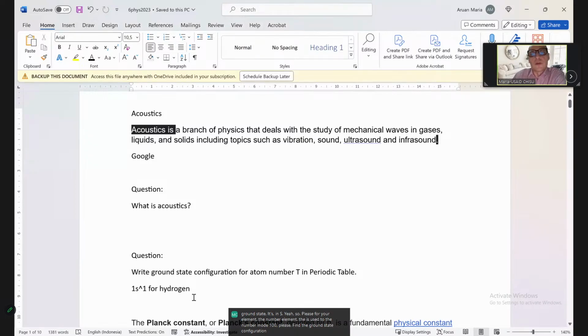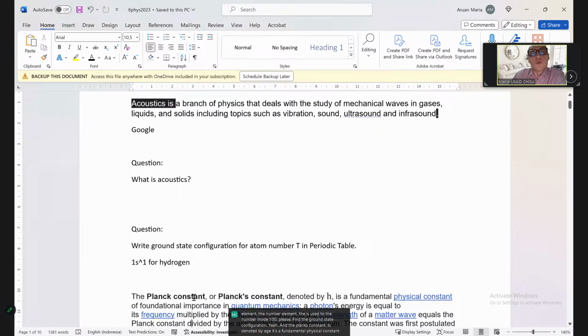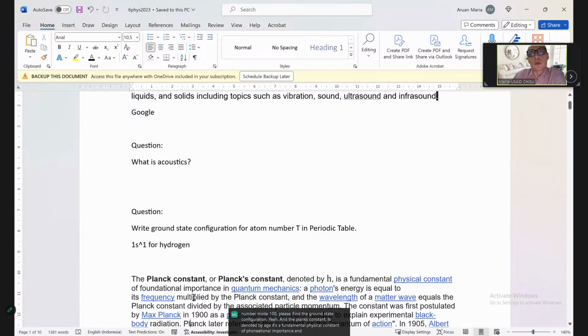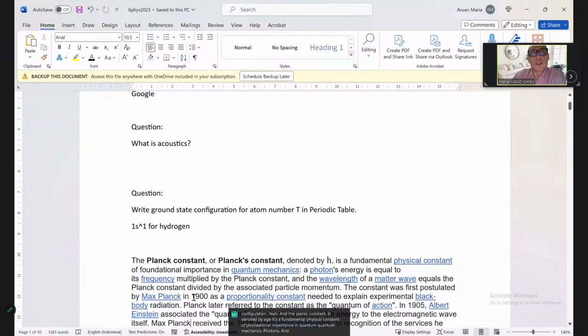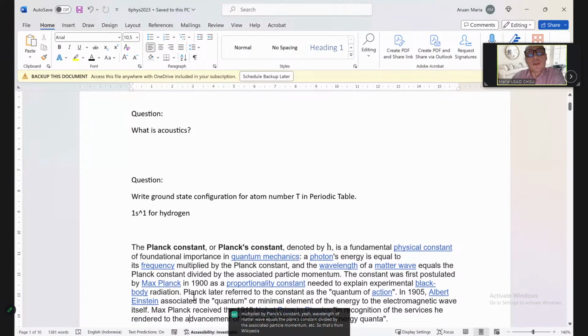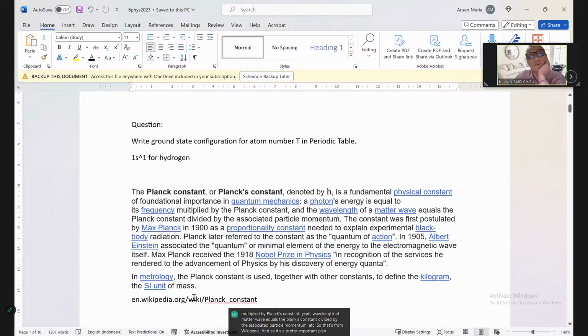And the Planck's constant is denoted by h. It's a fundamental physical constant of foundational importance in quantum mechanics. Photon's energy is equal to its frequency multiplied by Planck's constant. Wavelength of matter wave equals the Planck's constant divided by the associated particle momentum, etc. So that's from Wikipedia. So it's a pretty important Planck's constant. I've been dealing with constants and with several constants, in particular fine structure constant, in my PhD thesis in physics.